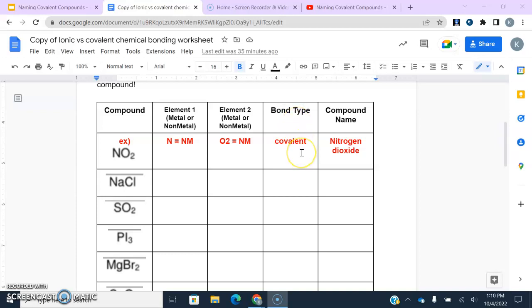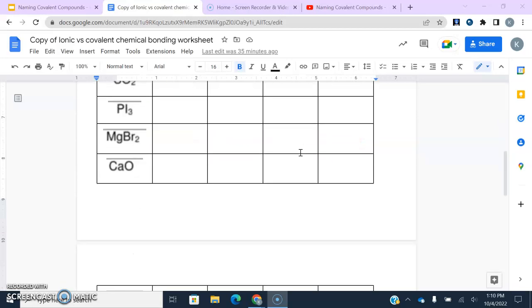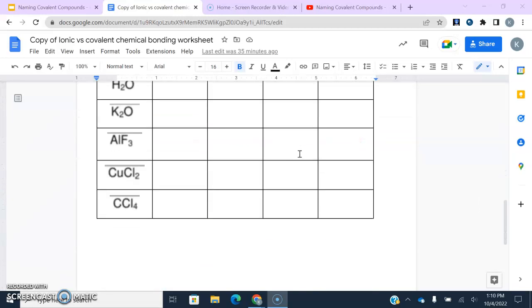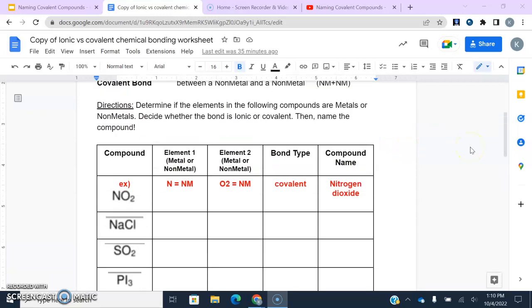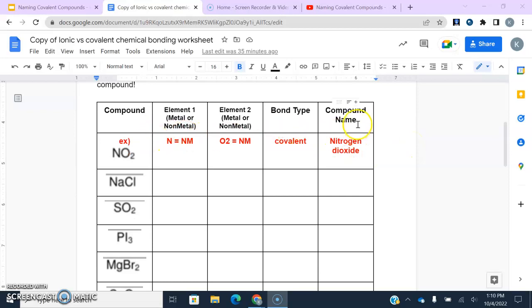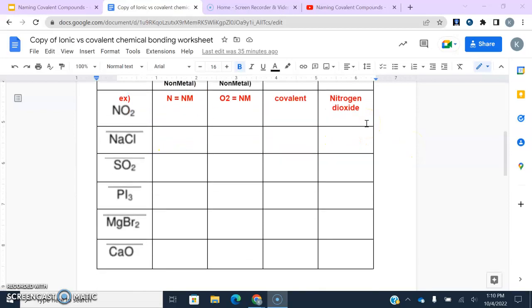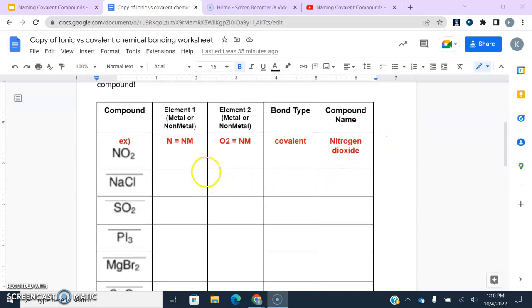So remember, it's covalent if there are two nonmetals, and then it is ionic if there is a metal and a nonmetal. And remember, metals are on the left-hand side of the table, nonmetals are on the right-hand side, but we know that by now. We're old hats at this. So once you do that, you are going to also provide the compound name. And remember, there are different naming rules depending on if it is an ionic bond or a covalent bond. So the first one's done for you, and then I will do a couple more as well.